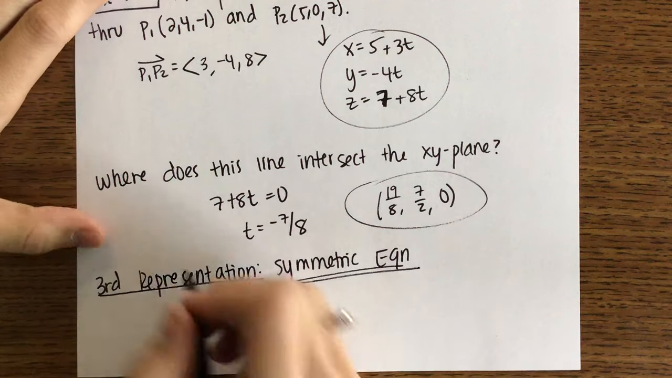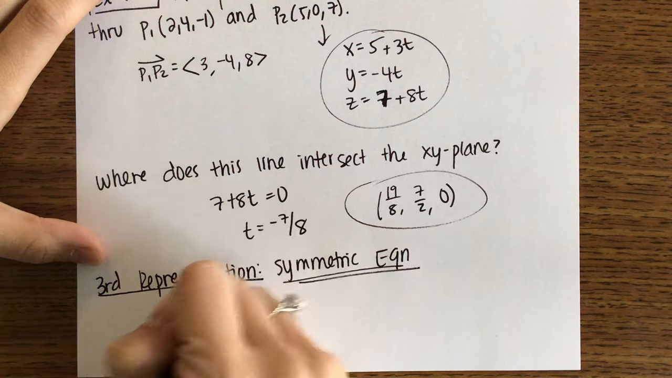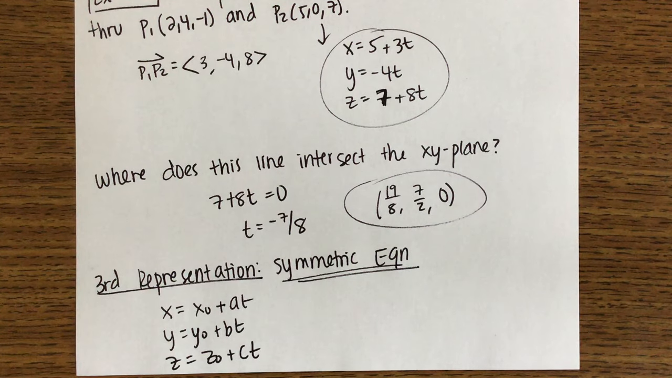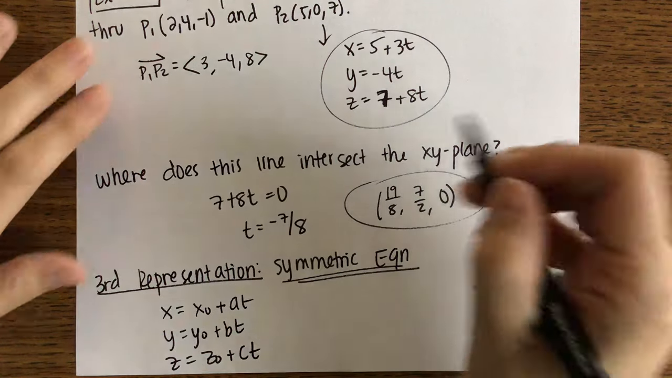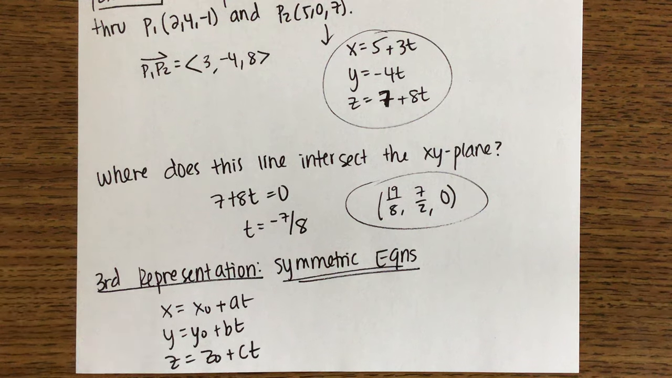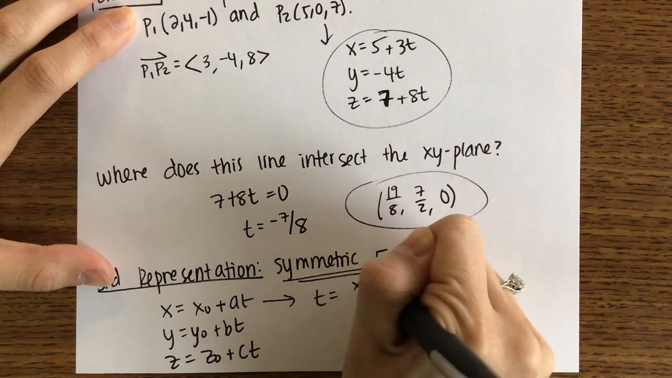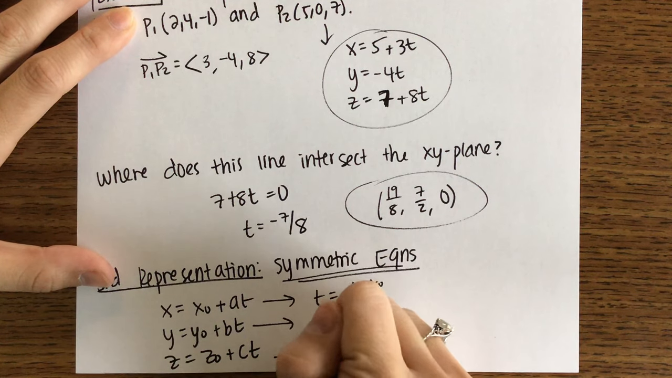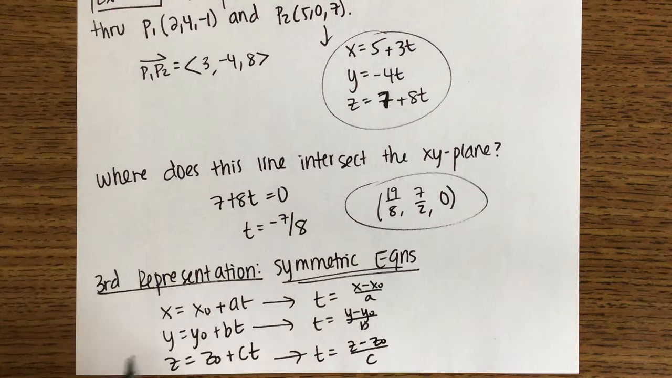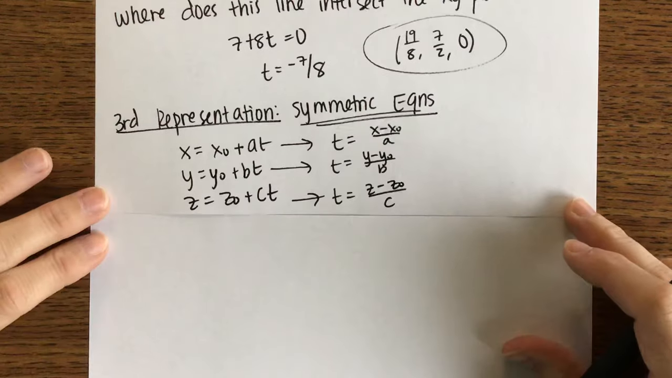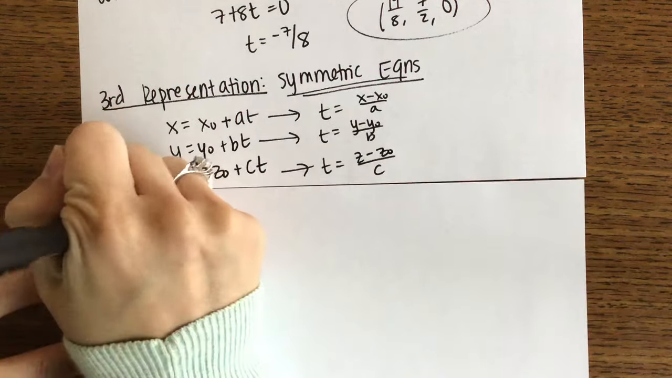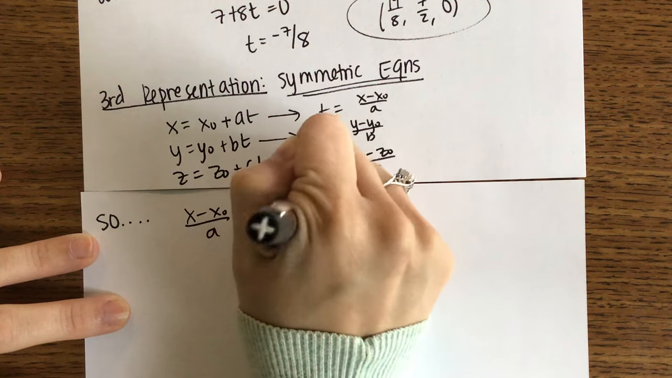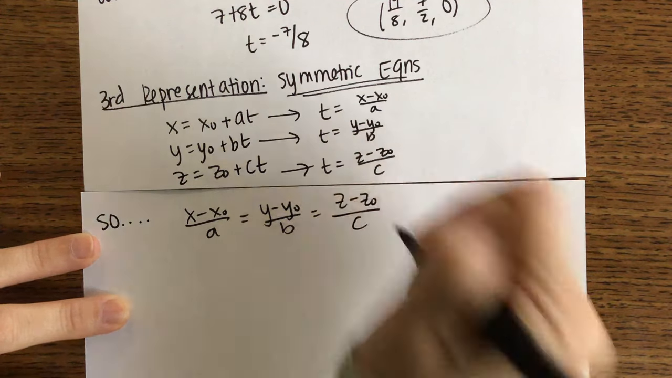Okay, this is based off of the parametric form. So parametric form is x equals x naught plus at, y equals y naught plus bt, z equals z naught plus ct. For the symmetric equations, you're going to solve each of these parametric equations for t. So the top one, t will be x minus x naught over a. For y, it'll be t equals y minus y naught over b. For z, it'll be t equals z minus z naught over c. Okay, this then is the symmetric equation of a line: x minus x naught over a equals y minus y naught over b equals z minus z naught over c.